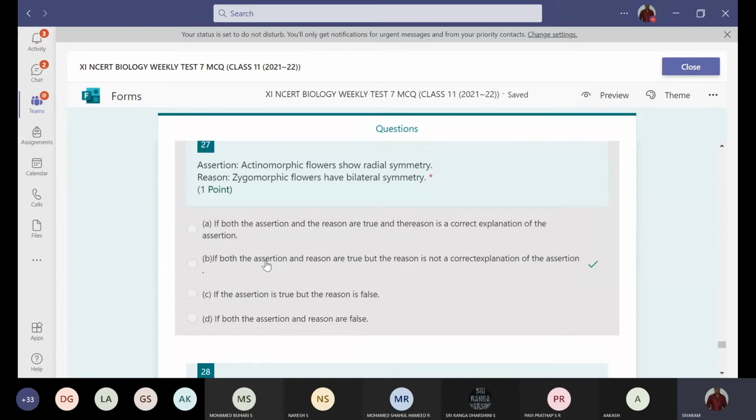And next, 27th assertion: actinomorphic flowers show radial symmetry. Zygomorphic flowers are bilateral symmetry. Yes, both the assertion and reason statements are correct, but the reason is not the correct explanation for the assertion.